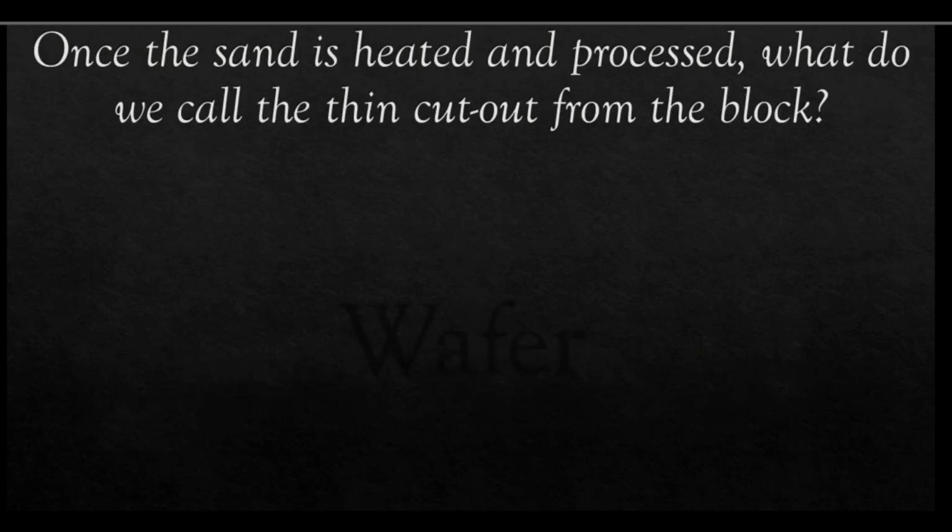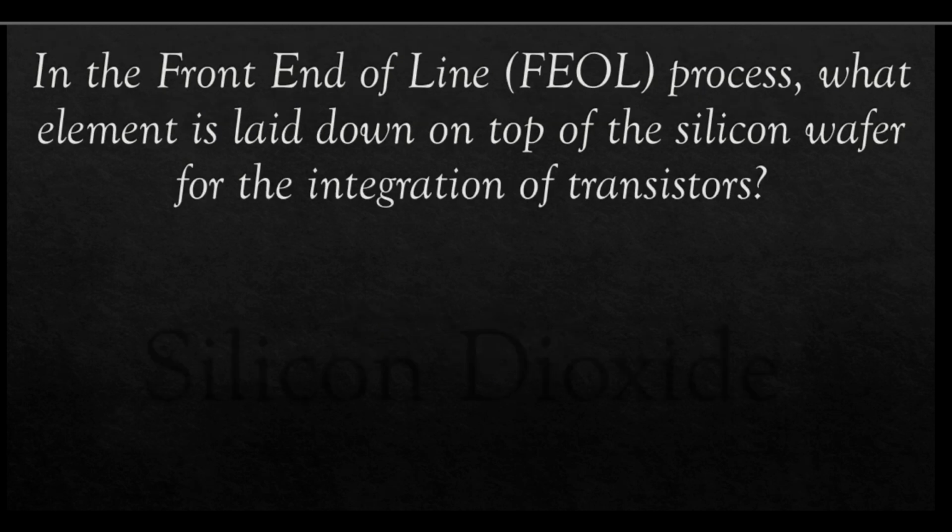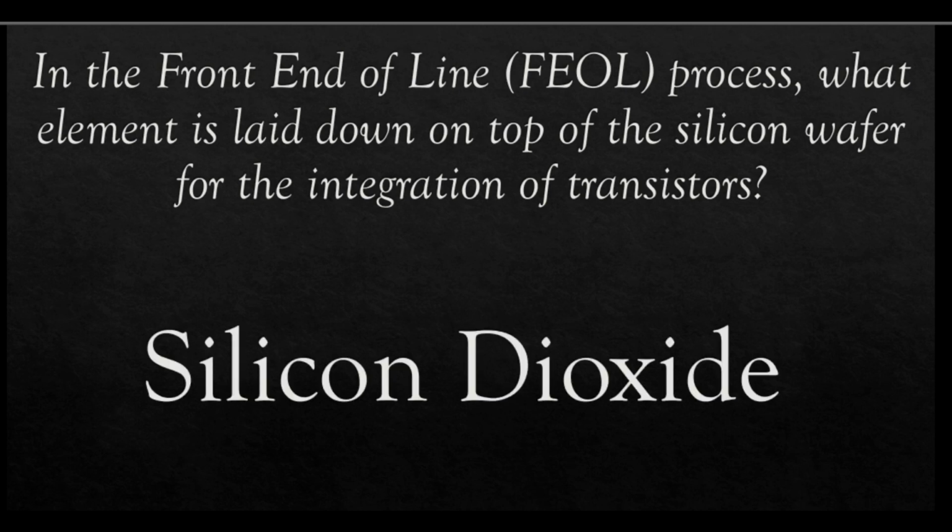Once the sand is heated and processed, what do we call the thin cutout from the block? You are correct. The answer is wafer. For the last one, in the front end of line or FEOL process, what element is laid down on top of the silicon wafer for the integration of transistors? And you are again correct. The answer is silicon dioxide. Good job! You got all five.